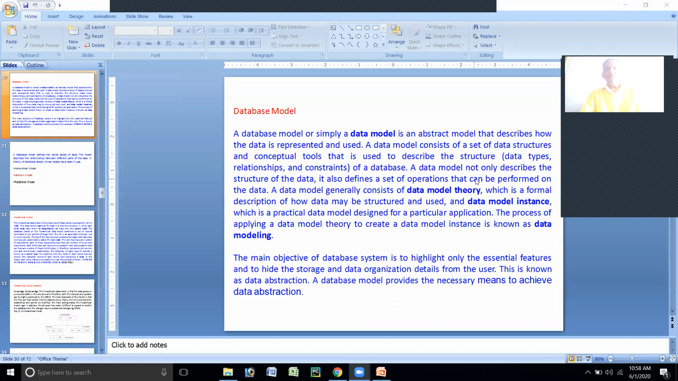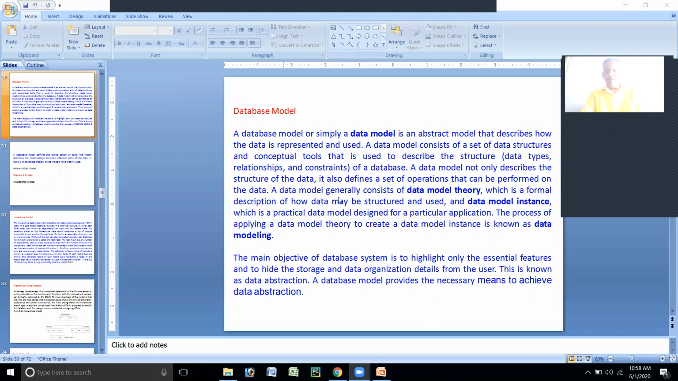A data model not only describes the structure of the data, it also defines a set of operations that can be performed on the data. It means the data model is not only describing how the data is represented and used, it also describes the structure of the database model that consists of data types, relationships, etc. And also the operations which you can perform on that data can be described by the data model.